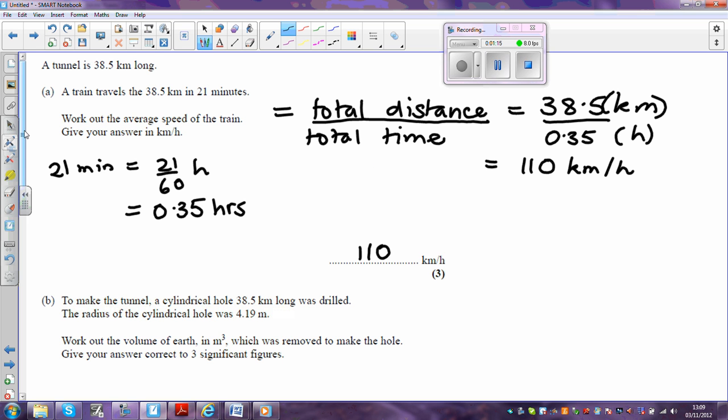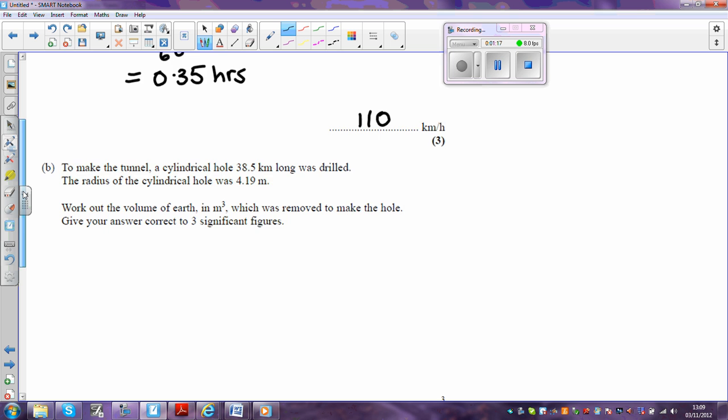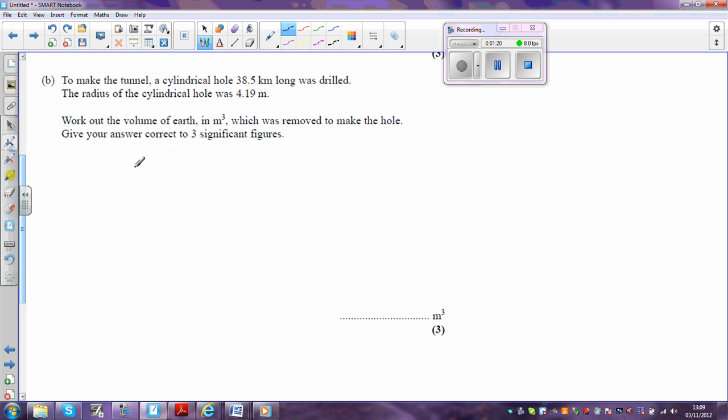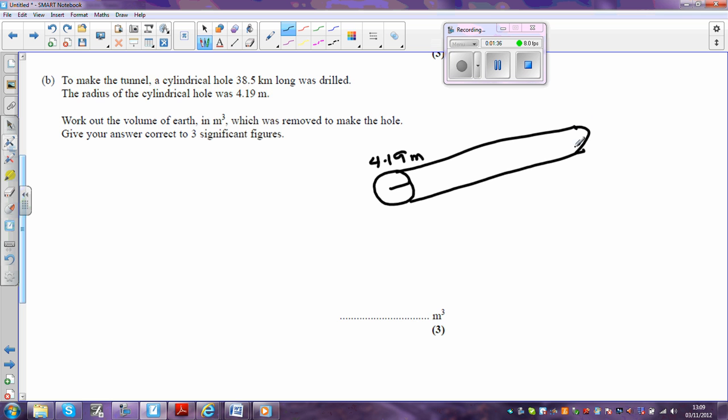Okay, right, if we scroll down to part B, what we've got here is a tunnel, and the tunnel is a cylindrical hole 38.5 kilometers long. I sometimes find it helps to draw a diagram here. So we've got a radius there of 4.19 meters. The length of the tunnel though, it's a really long tunnel, is going to be 38.5 kilometers.